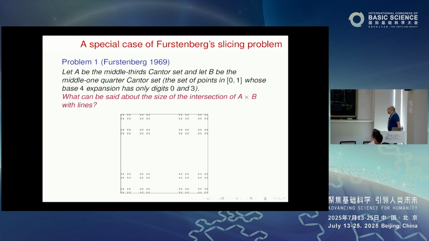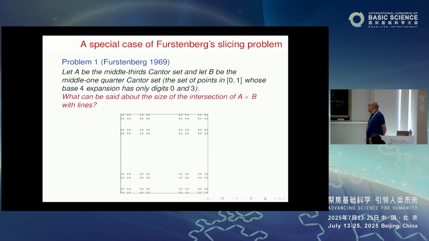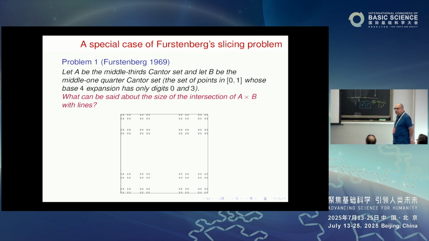Okay, so here is a special case of Furstenberg's slicing or intersection problem, but in fact, it is as difficult as the general case. So we have two very simple Cantor sets. The first one is the one you learned first, just the middle thirds Cantor set. I hope you're all familiar with them.